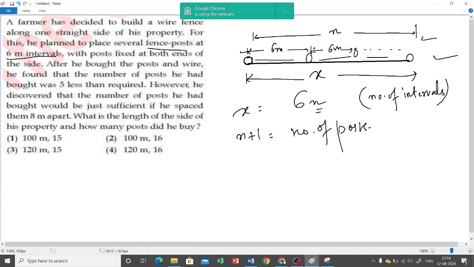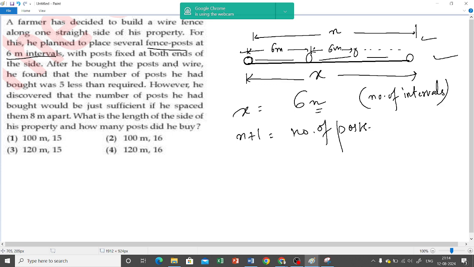Alright, you understand this? N is not the number of posts, n is the number of intervals, and 6 into this number of intervals will give me the length of the side, and n plus 1 is the number of posts. Okay, now let us come to the next part.